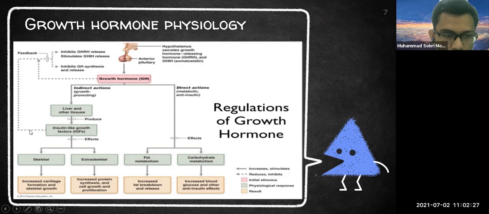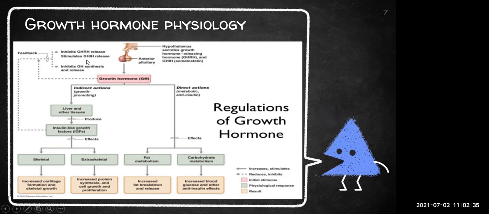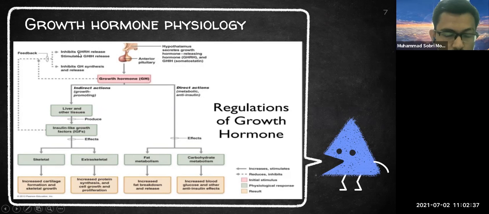And it has a negative feedback effect, in which it will inhibit the secretion of growth hormone by inhibiting the growth hormone releasing hormone release, and also stimulate growth hormone inhibiting hormone release that will inhibit the growth hormone synthesis and also release. And these are the effects of the growth hormone at each system. So this is an overview, and it can help in understanding some of the pathophysiology of the diseases that will be explained later.